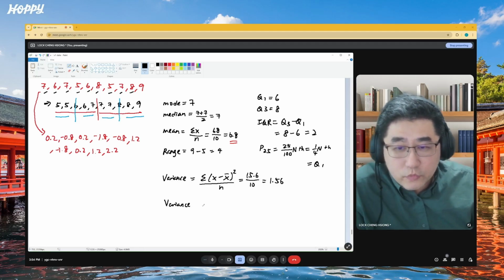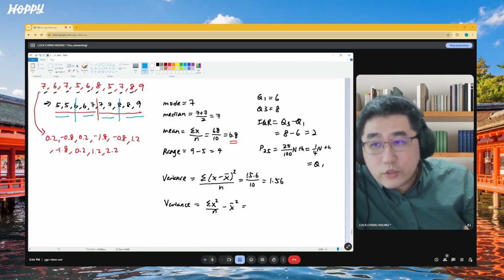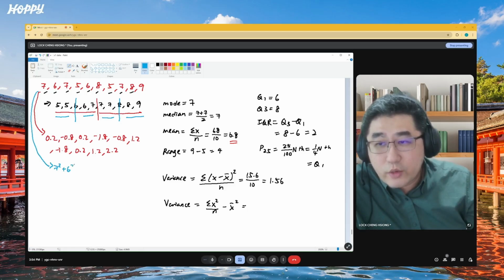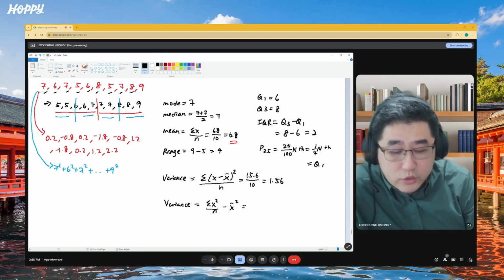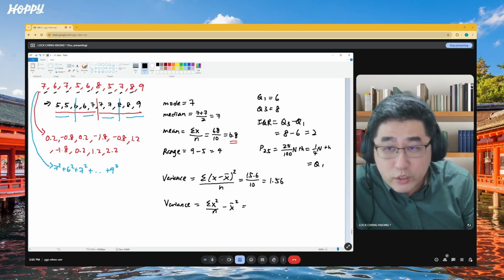Okay, next, you can also have a simplified formula form: sum of x squared over n minus bar x squared. Here, the sum of x squared means I need to square each number and sum them first. So it becomes 7 squared plus 6 squared plus 7 squared plus 5 squared plus 6 squared plus 8 squared plus 5 squared plus 7 squared plus 8 squared plus 9 squared.